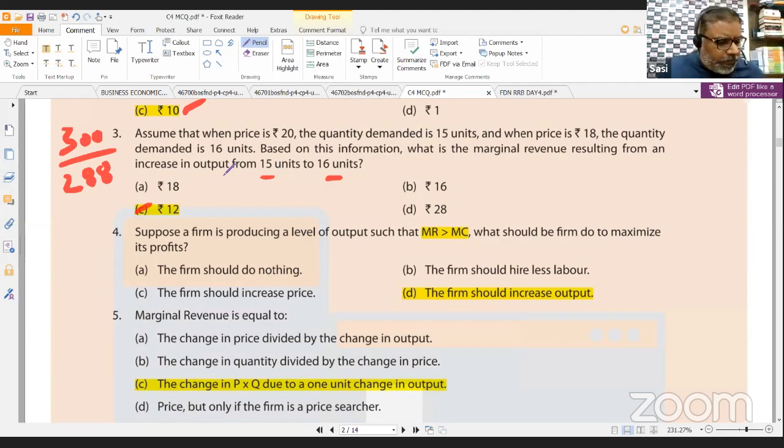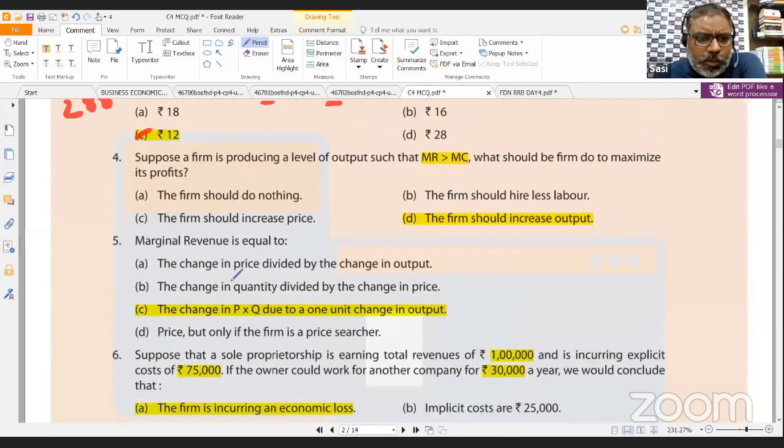When it is 20 rupees, 15 units means 300 is the total revenue. When the price is 18 rupees, quantity demanded is 16 units, 288, correct. Minus 12 is the marginal revenue. If the 4 options had minus 12, that will be the correct answer. Since it doesn't have, forget about sign, only look at the absolute number. That is C, correct answer for question number 3, 12 rupees.